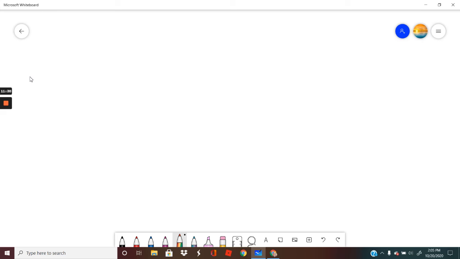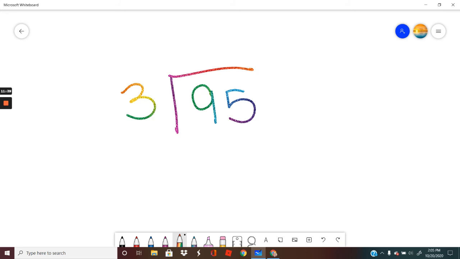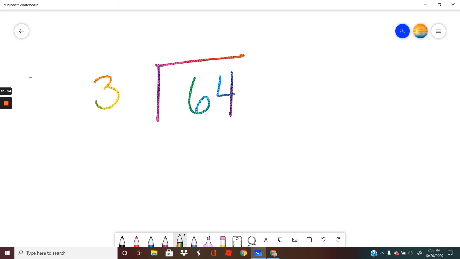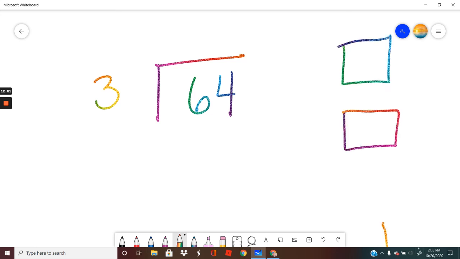Let's do 95 divided by 3. We already did this one. We shouldn't do this one again. Erase. We should do 64 divided by 3. That's what we're going to do. All right, so this number over here means how many things we're going to separate them into. So 1, 2, and 3. All right, so I'm going to come here.